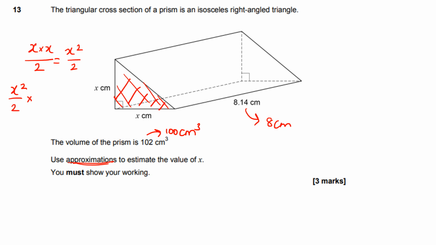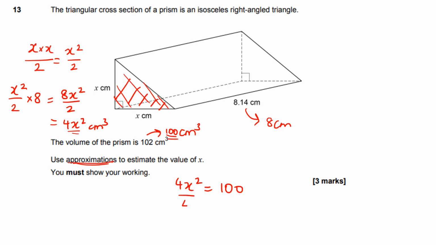So we can write it down as 8x squared over 2. So that is 4x squared centimeters cubed. So 4x squared is the same thing as 100. So this is the volume that is equating to this.